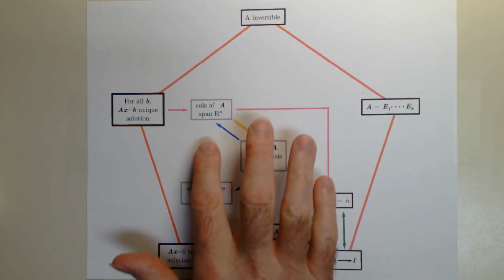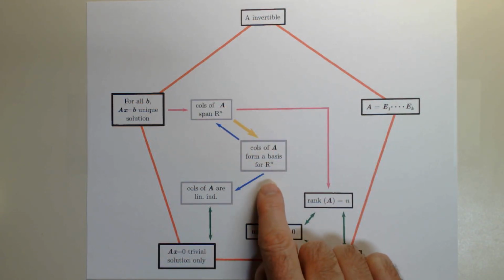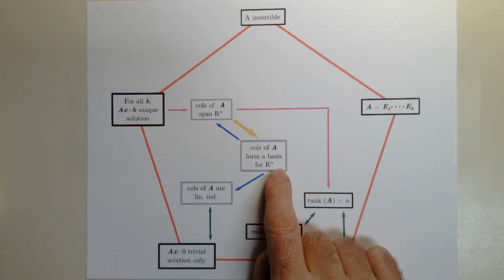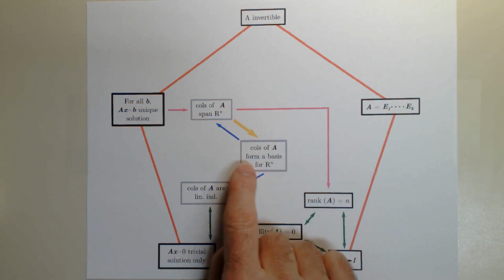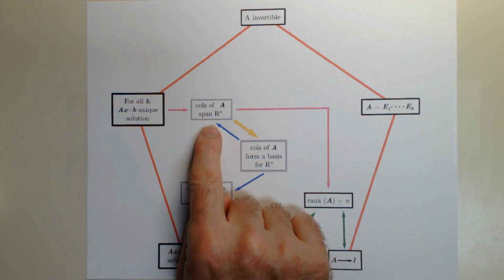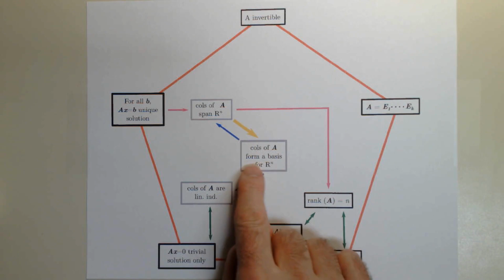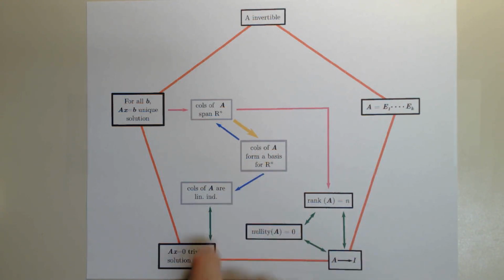First, let's study these blue arrows. If the columns of A form a basis for Rn, then obviously the columns of A are linearly independent and the columns of A span Rn. That follows directly from the definition of a basis. Now let's study these green arrows here.